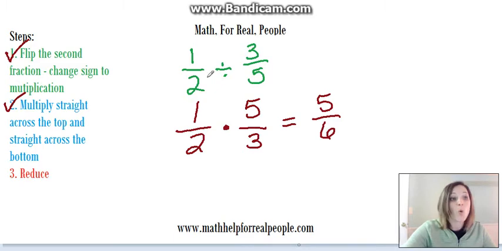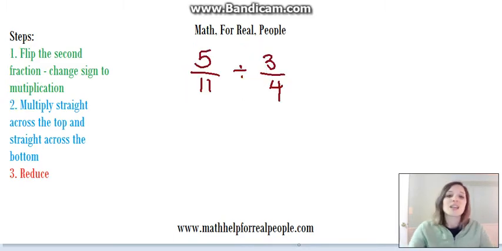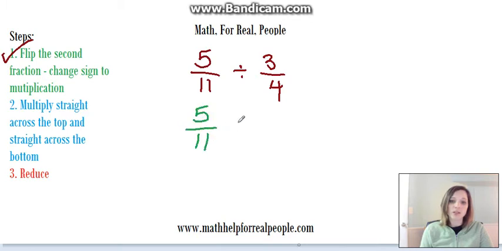So let's try one more. So here we go. We are dividing 5/11ths by 3/4. So what do we do? We flip only the second fraction and change the sign to multiplication. Okay, so we keep this one the same. We rewrite that. You put a multiplication symbol. You flip the second one only. You're done with step 1.